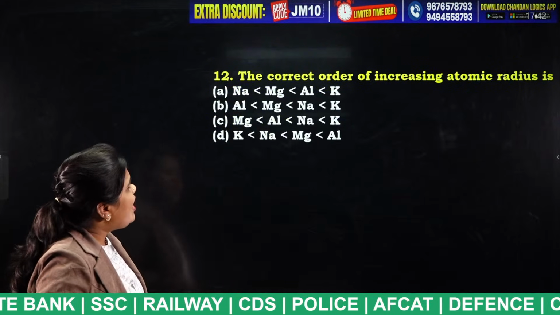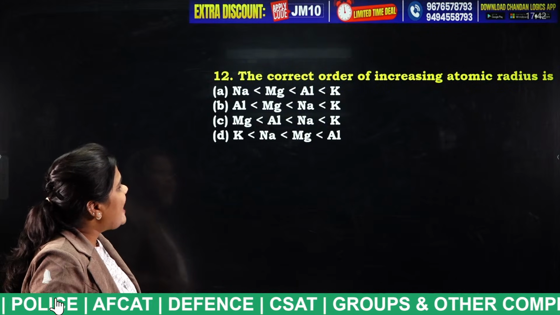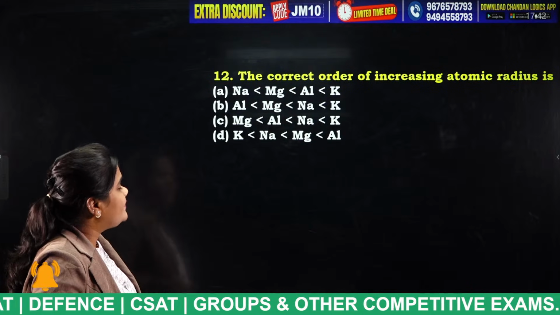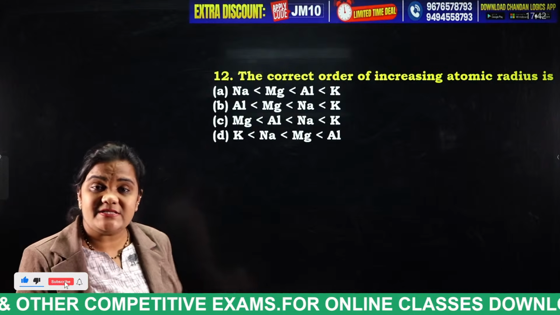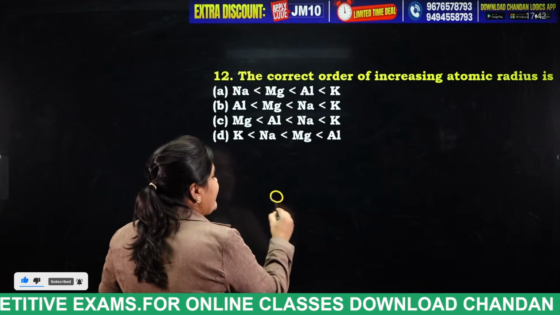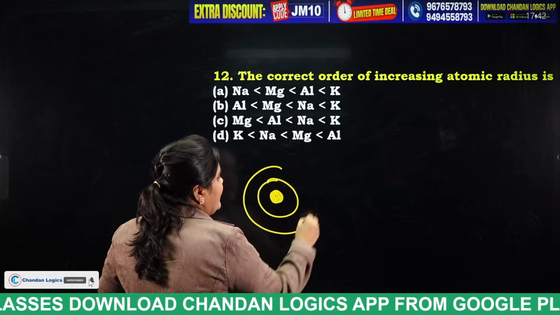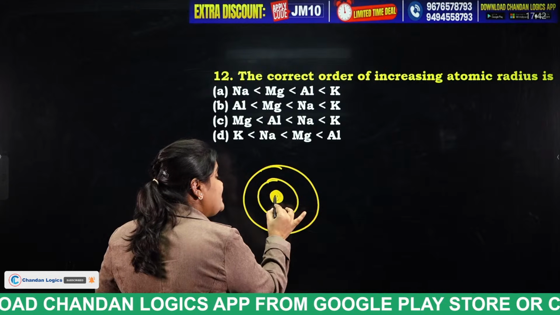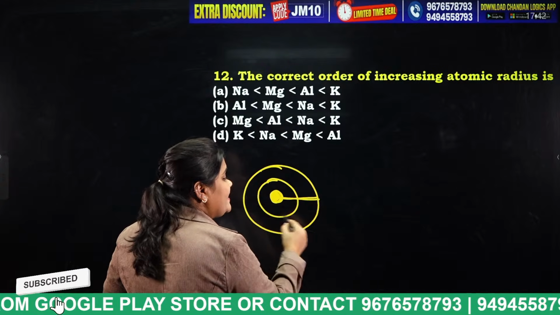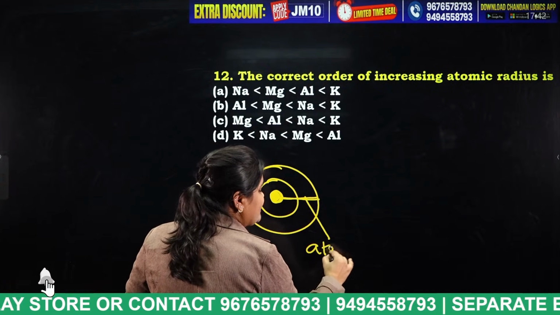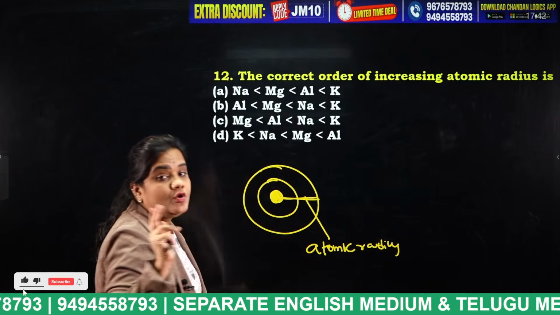The correct order of increasing atomic radius is sodium less than magnesium less than aluminium less than potassium. So tell me, what do you mean by atomic radius, students? This is a nucleus, and it has shells. The distance from the center of the nucleus to the outermost shell, we call it atomic radius.